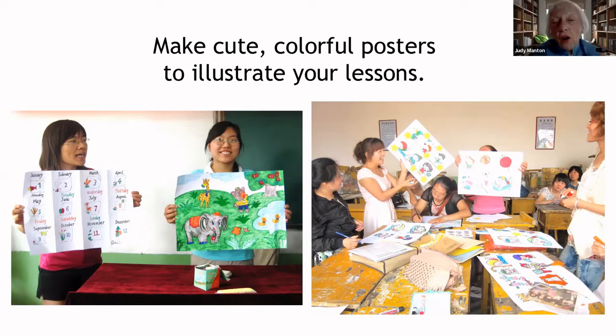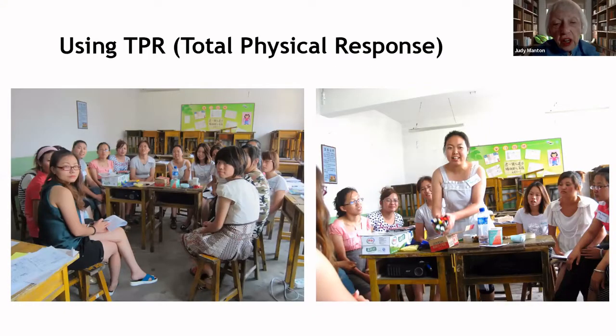Using TPR, total physical response. To engage your students in learning English, make your classes as active as possible. Using classroom objects and items from your home, give individual students commands such as pick up the flowers and give them to the girl wearing a pink blouse, or pick up the biggest box and put it on the teacher's desk. Then the students will enjoy telling each other what to do with the objects. When they do the requested action correctly, you will know that they understand the command.